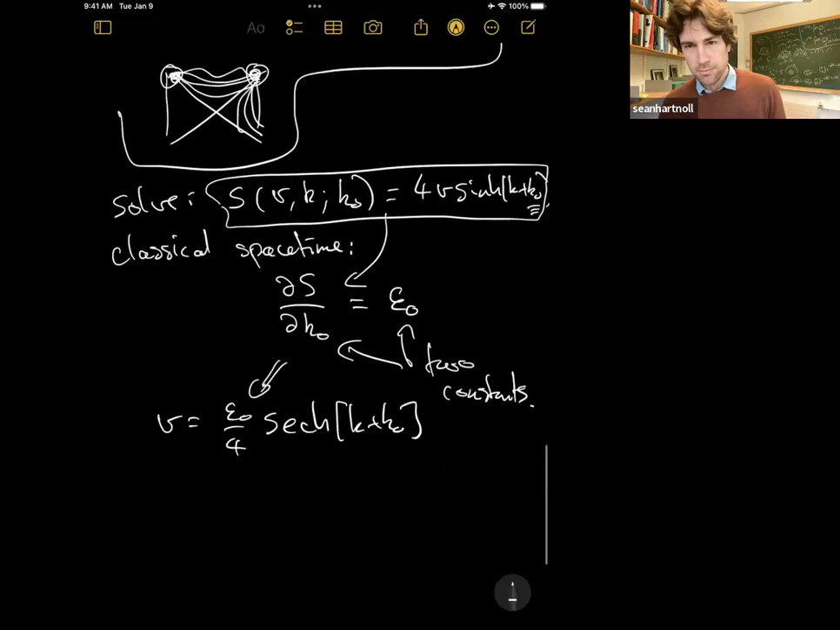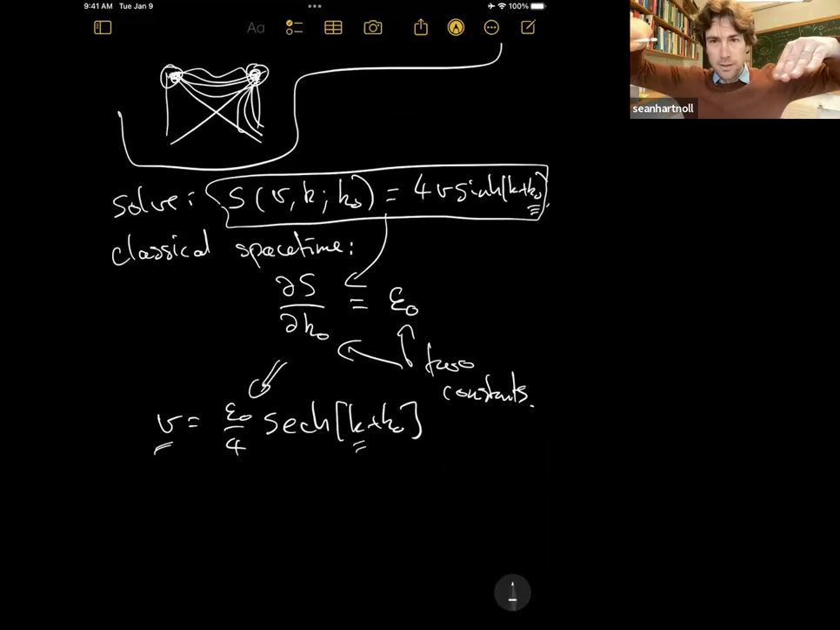Just to maybe connect to something, this is the volume, in terms of the shape. K goes to minus infinity is the horizon. K goes to plus infinity is the singularity. The volume is zero at the horizon and at the singularity, and it has a maximum. And that's what this curve describes.